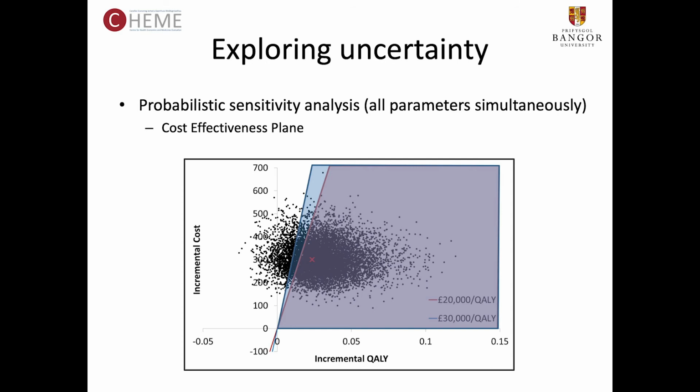There's a faint red X there, which is the mean point of the increases in costs and the increases in QALYs by that new treatment. And the slope to that point is the incremental cost-effectiveness ratio, as you did in the exercise earlier this morning. But that point represents just the mean.